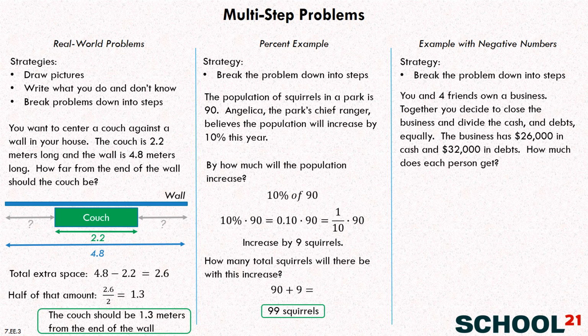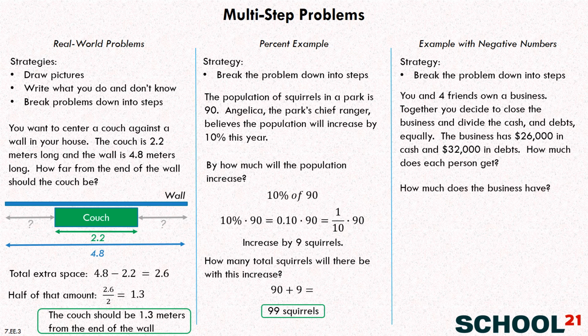You and 4 friends own a business. Together you decide to close the business and divide the cash and the debts equally. The business has $26,000 in cash and $32,000 in debts. How much does each person get? It looks kind of complicated here, so we're going to break it down into its parts.